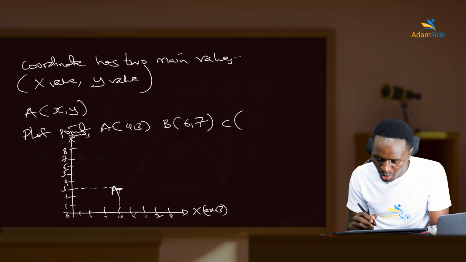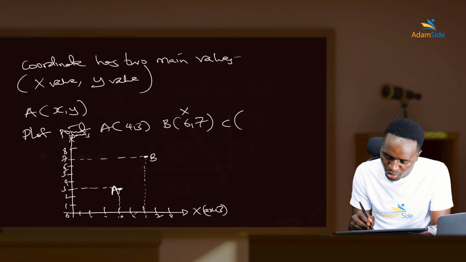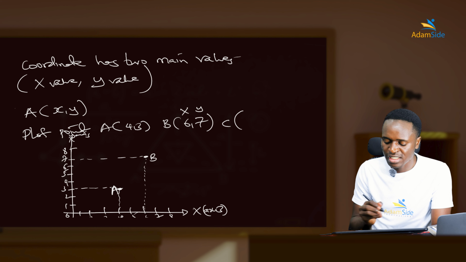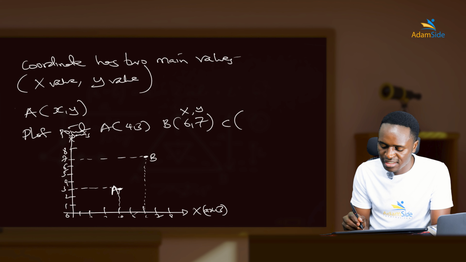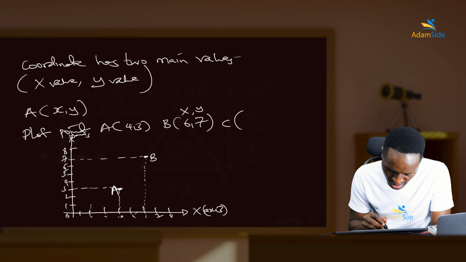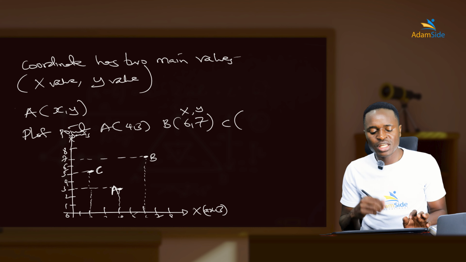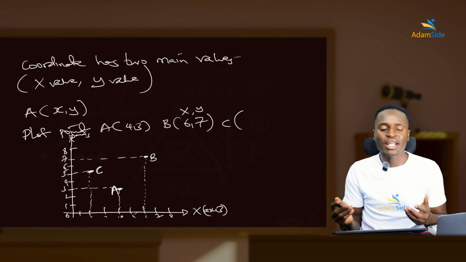And then point B is at (6, 7). This is point B. That's how you plot, because the first value is x and the second value is y. And then point C is at (2, 5): x is 2 and y is 5. That's point C. So this is how you plot and show points in the Cartesian plane.